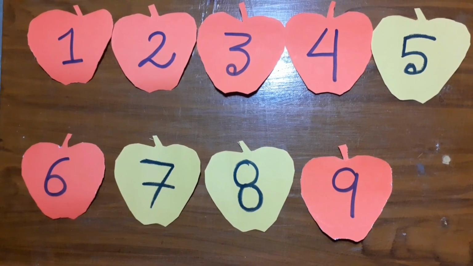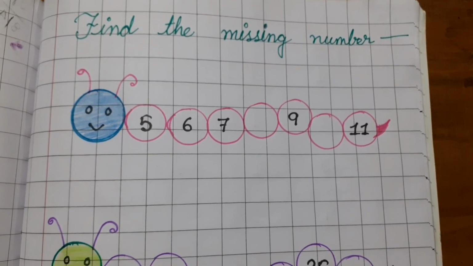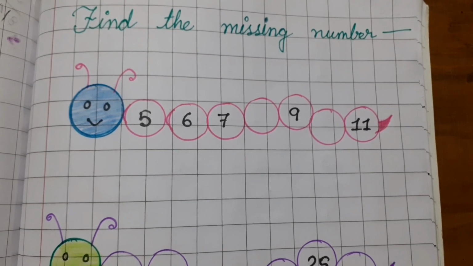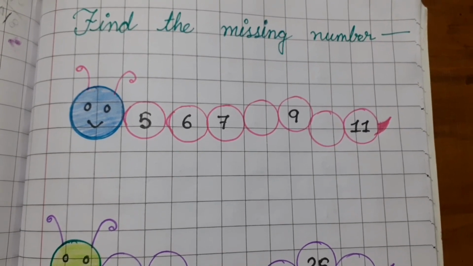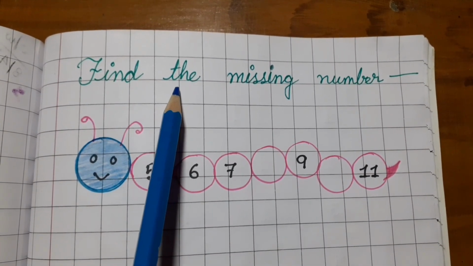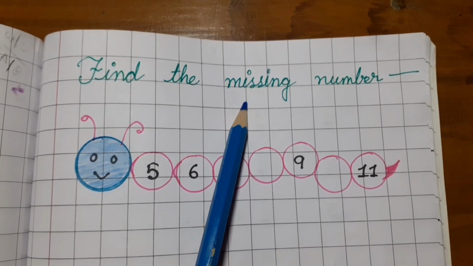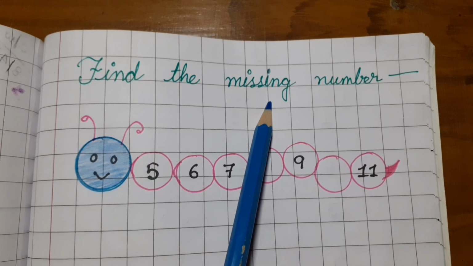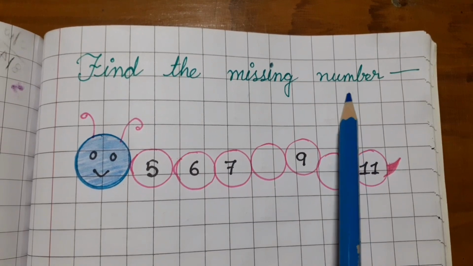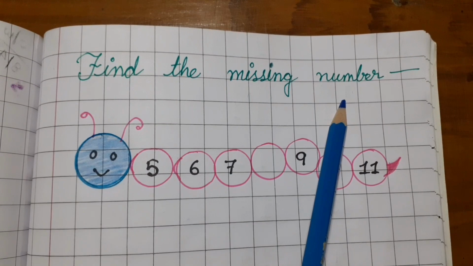See how a caterpillar moves. Okay, so see, this is our next classwork. You will write this after the watermelon classwork. Okay, now read the heading with me. F-I-N-D, find. T-H-E, the. M-I-S-S-I-N-G, missing. N-U-M-B-E-R, number. Find the missing number. Okay.